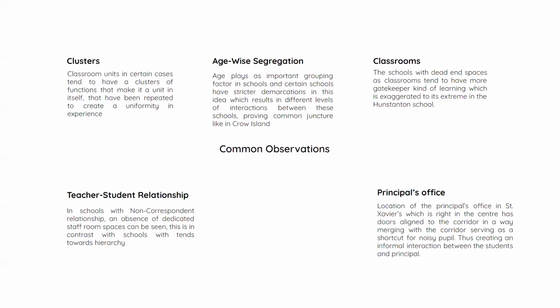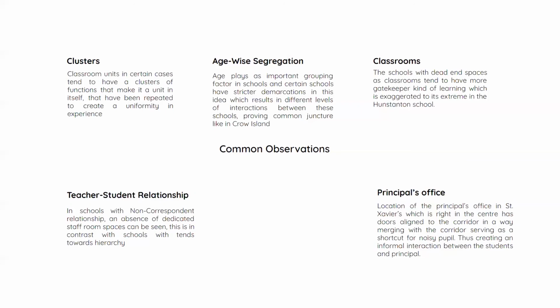Schools with a greater correspondence relationship between student and teacher have classrooms as dead-end spaces, promoting a higher level of autonomy over the class due to a strengthened hierarchy. While the schools with greater non-correspondence model have classrooms as part of loops, giving students a greater freedom to choose their own method of learning while still being supervised by the teacher. In this case, the teachers usually do not have a dedicated staff room, in contrast to the schools with a stronger hierarchy.